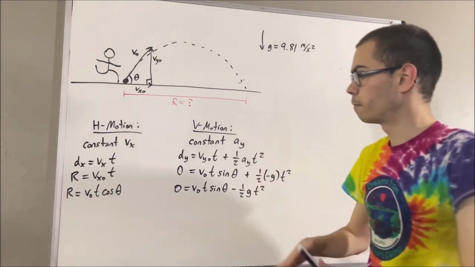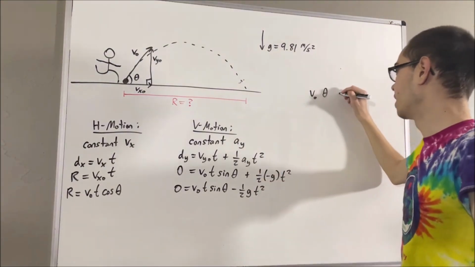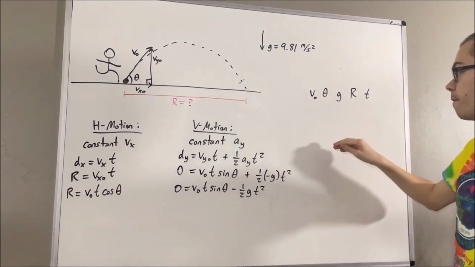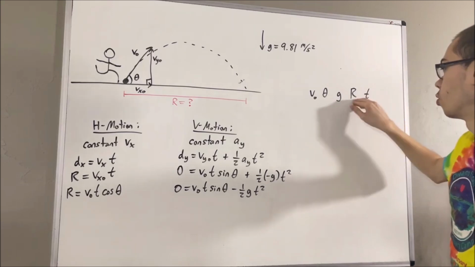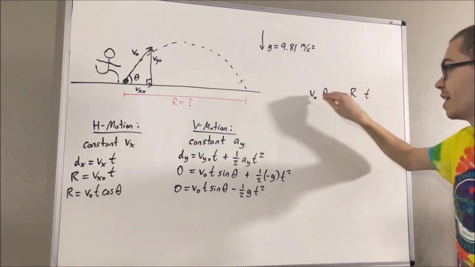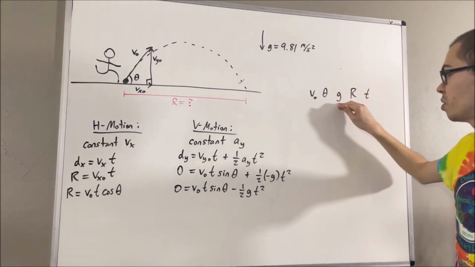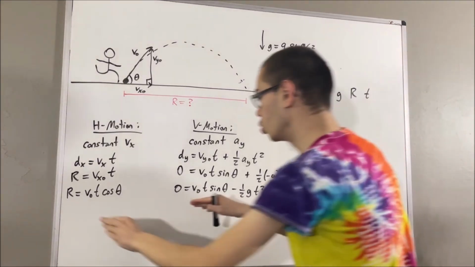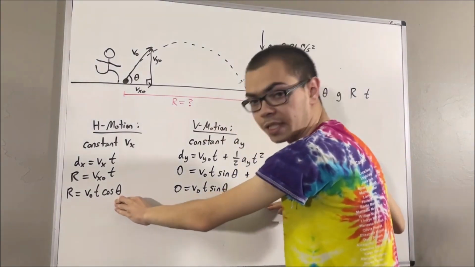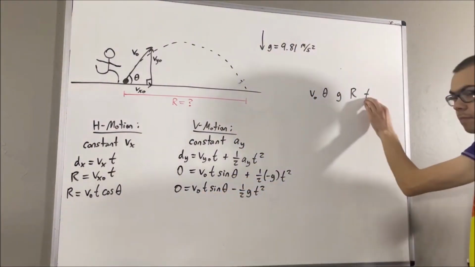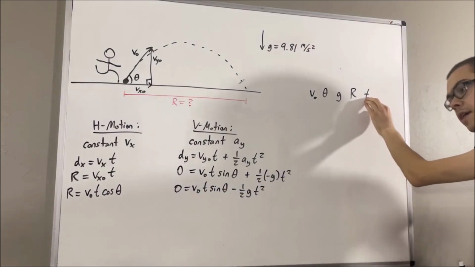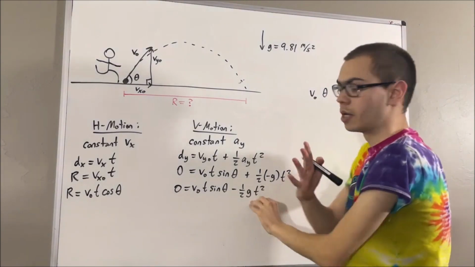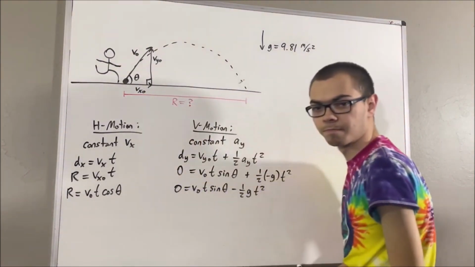At this point, we have two equations consisting of 5 quantities. It consists of V0, theta, g, r, and t. Remember, the whole goal is to figure out an equation which is r in terms of these 3 quantities. So we want to somehow eliminate time. What we're going to do is combine these 2 equations into a single equation, eliminating time. And the way we're going to do that is take this equation and solve for time, and plug that into the other equation.